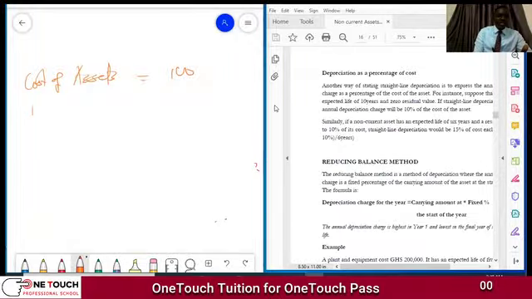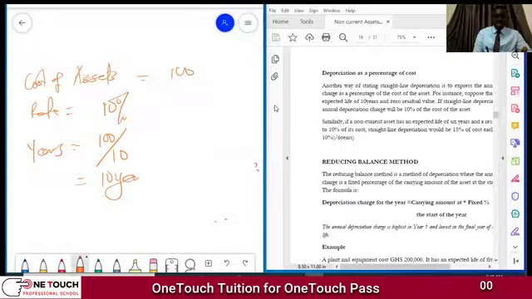So if they say the rate of depreciation is say 10%, we can convert this rate into years. And to convert this into years, it becomes the cost of the asset, which is the equivalent of 100, divided by 10. 100% divided by 10%. And that would give us what? 10 years. So 10 years means 10%.